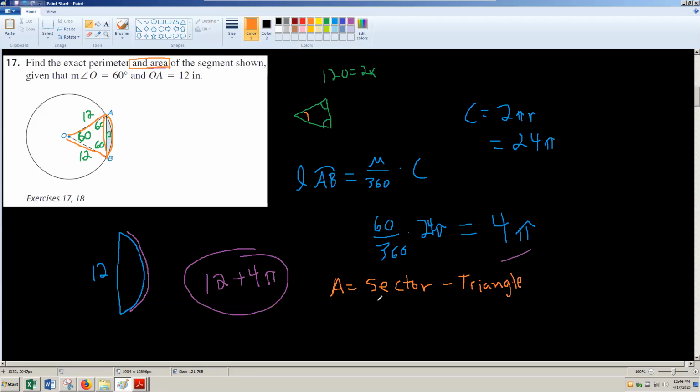So if I do the area of the sector, that's going to be m over 360 times my pi r squared. It's supposed to be an r there. And that's the area of the circle. So I'm saying this chunk of the circle. And then for my triangle, since we know this is an equilateral triangle, we have a pretty easy way of determining what the area is. I'm going to write that formula. So this is for an equilateral triangle here. So for equilateral triangles, I will typically just do side squared divided by 4 times root 3.